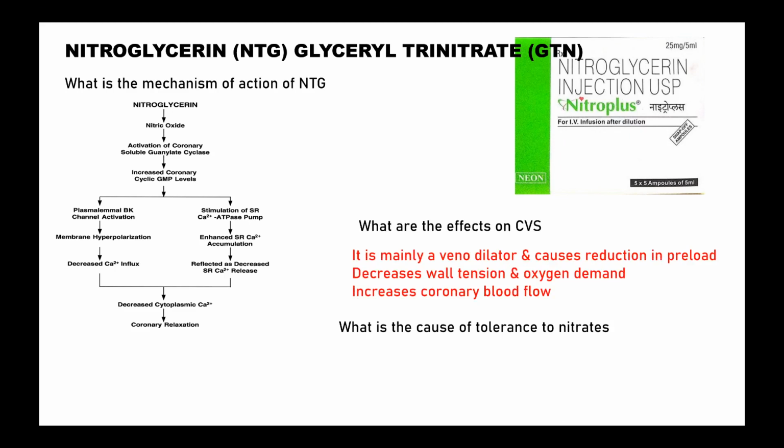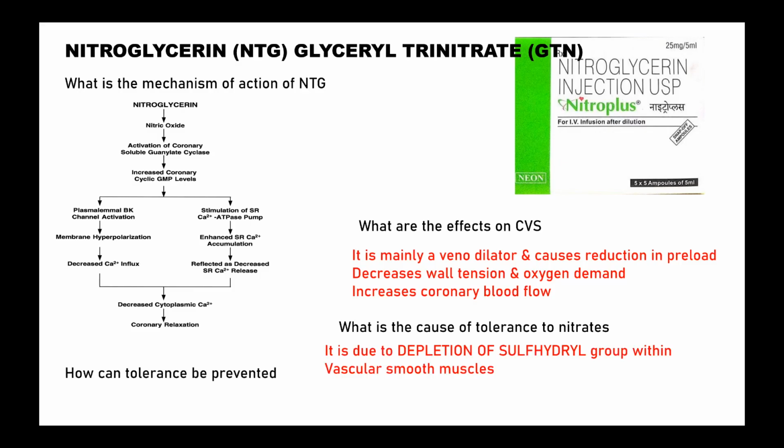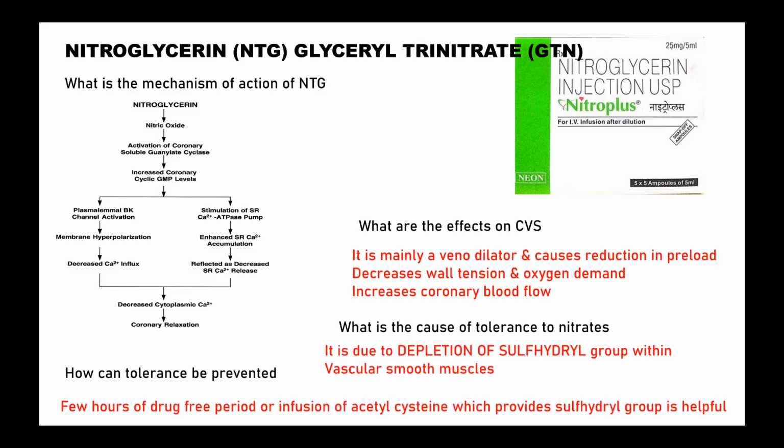What is the cause of tolerance to nitrates? Due to depletion of sulfhydryl groups within the vascular smooth muscles. Okay? So they don't become responsive. How can tolerance be prevented? Drug-free interval, 12 to 14 hours of drug-free period. The infusion of acetylcysteine, which provides sulfhydryl groups, is helpful.